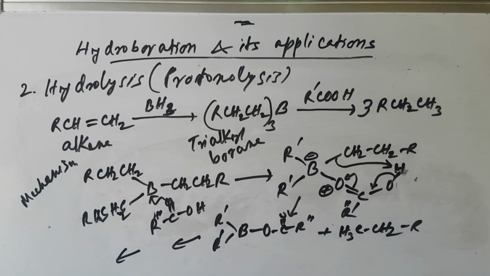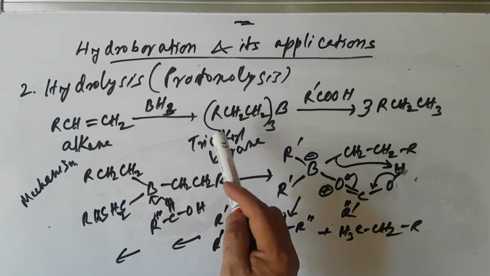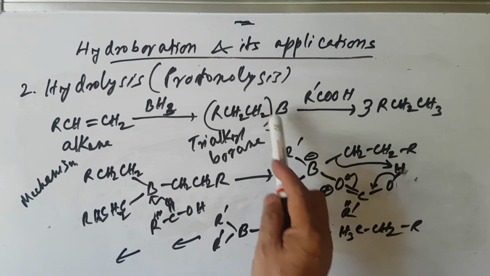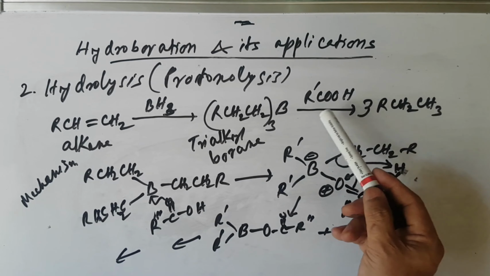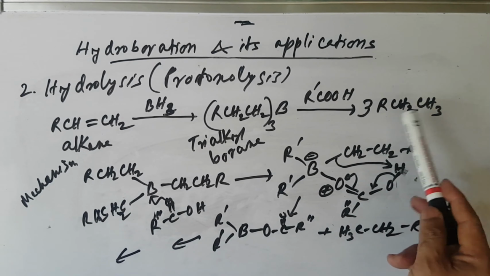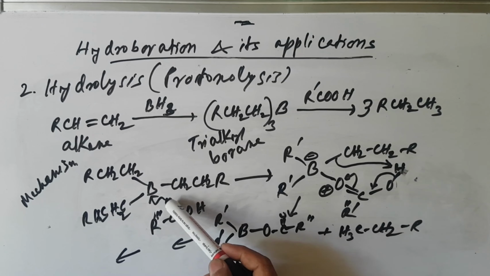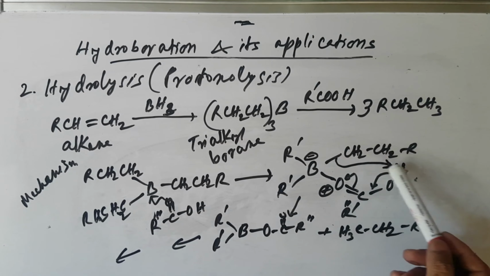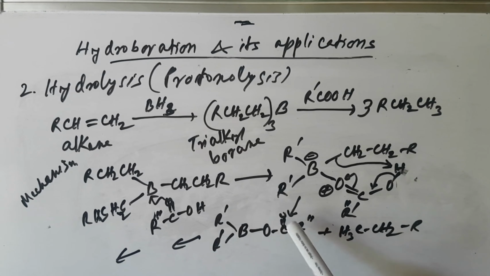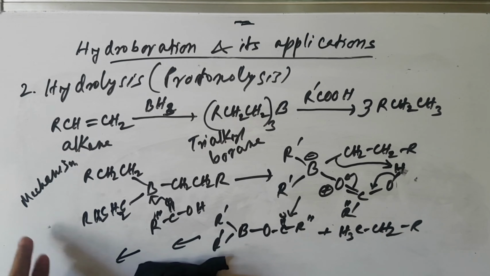So I'm repeating again. This hydroboration product, made by the reaction of alkene with borane, can undergo further reactions with acids to give the protonolysis product or hydrolysis product. So it undergoes acid hydration. So this is the mechanism. First step is attack here, then negative charge here, then pick up the proton, then we go like this. So you get this one, which can undergo further reactions. So finally we get 3 molecules of this alkane. So this is about the hydrolysis of alkyl borane.